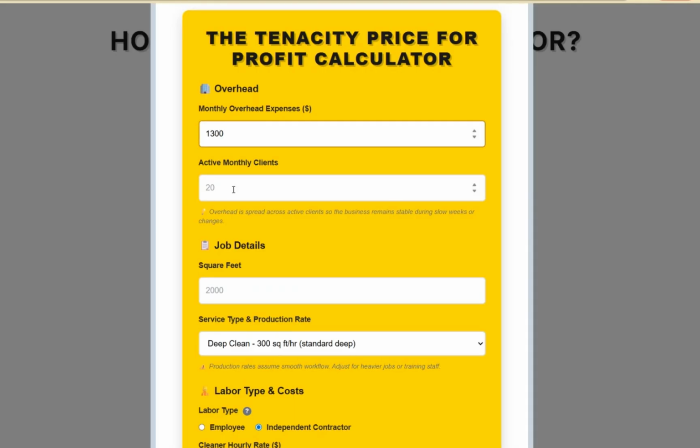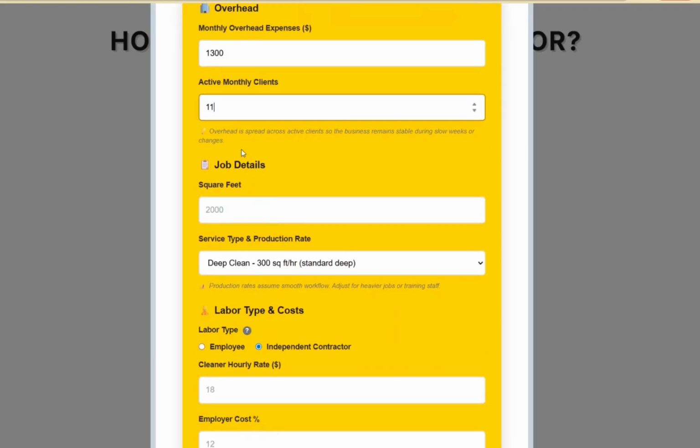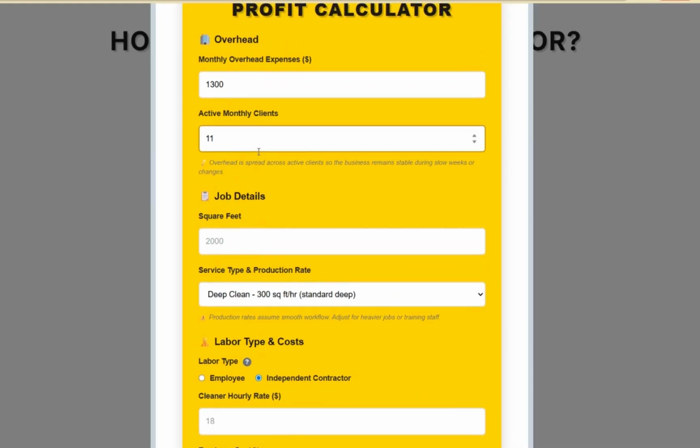You'll put that number right here. Now, how many active monthly clients do you have? Because these active monthly clients should all be helping you pay for that 1,300. So let's just say you got 11 clients that are recurring. You will put that 11 right there. Now, overhead is spread across active clients, so the business remains stable during slow weeks or changes. Okay. So what we usually do is we just divide this number into this number. So I'll show you how we do that at the end of the calculation.